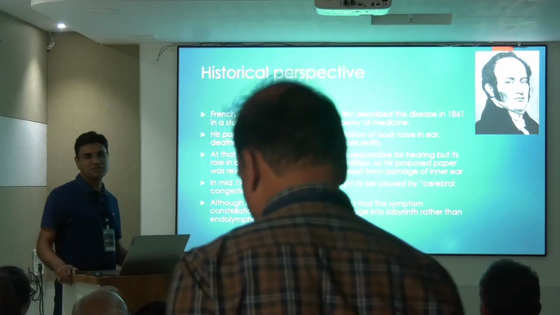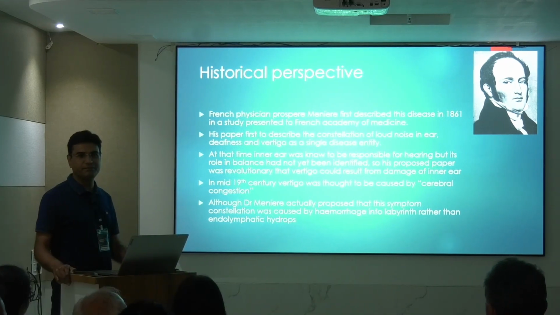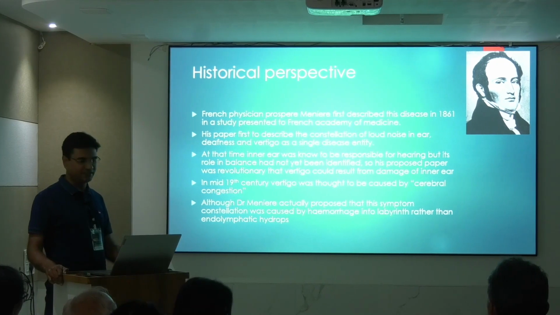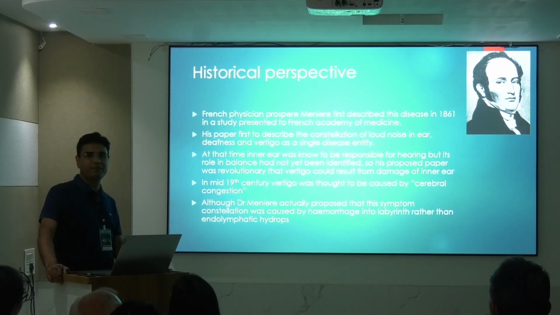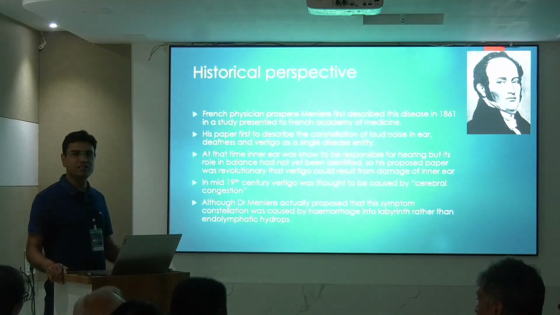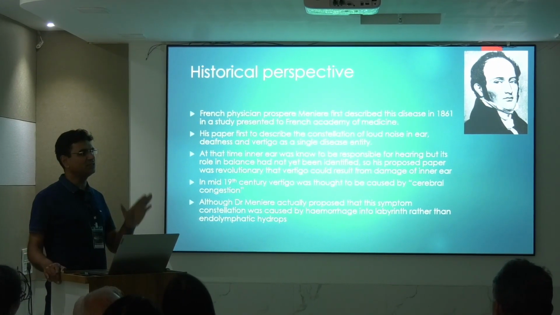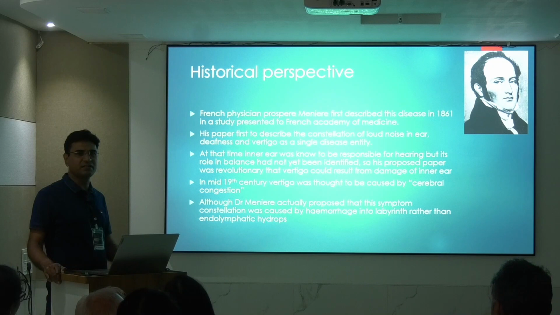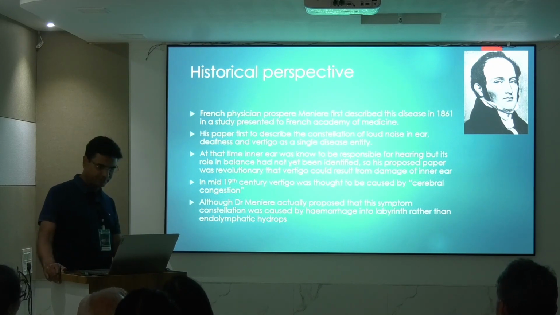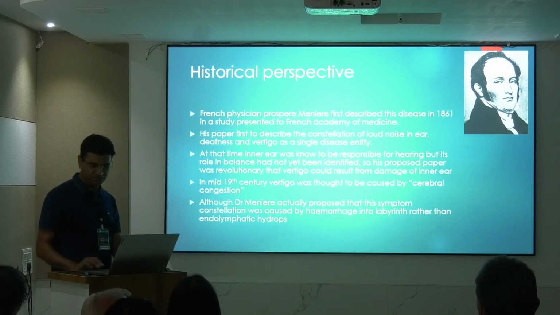At that time, the inner ear was considered to be the organ of only hearing. Its role in the sense of balance was yet to be decided. But his revolutionary paper suggested that there is some connection between vertigo and the damaged inner ear. Otherwise, in the 19th century, vertigo was considered to be a part of cerebral congestion or other pathologies. Also, Prosper Meniere suggested that an intralabyrinthine hemorrhage is the responsible cause for the symptoms rather than hydropic distension.